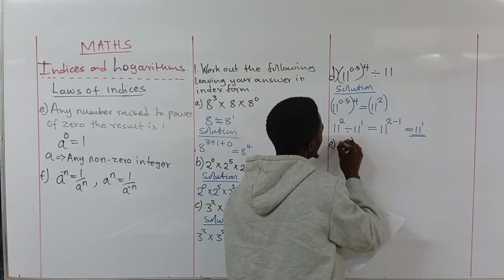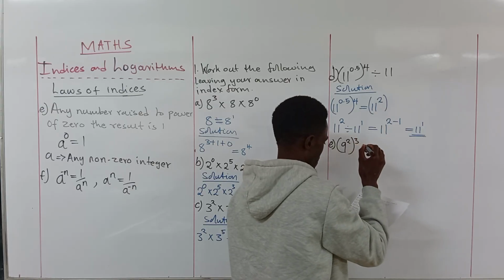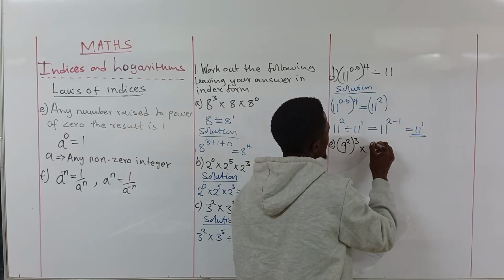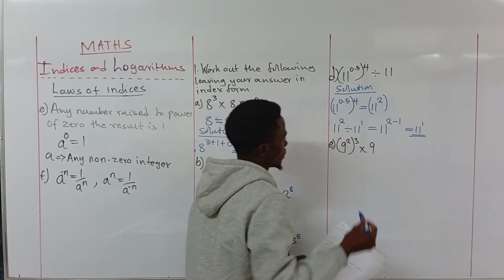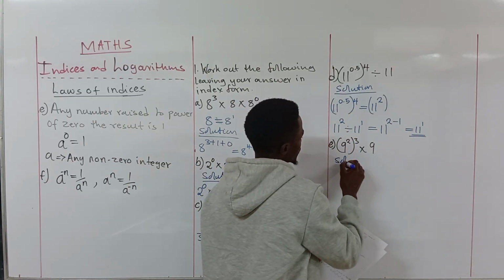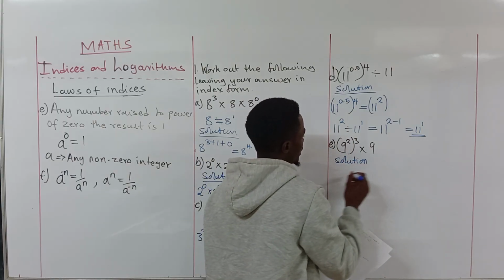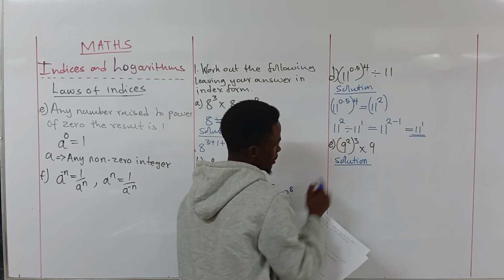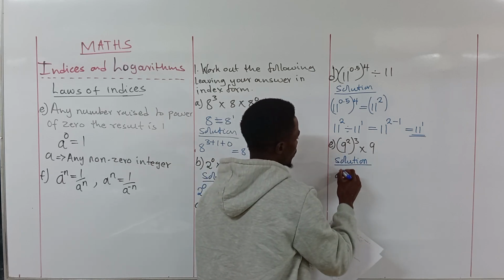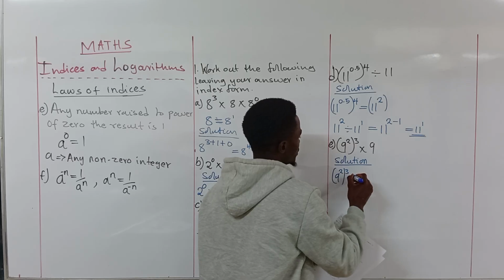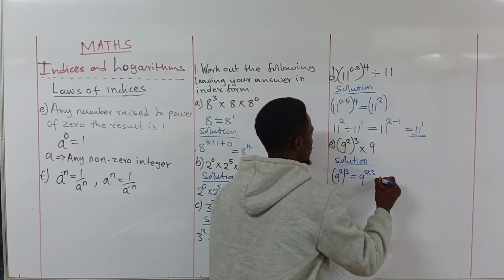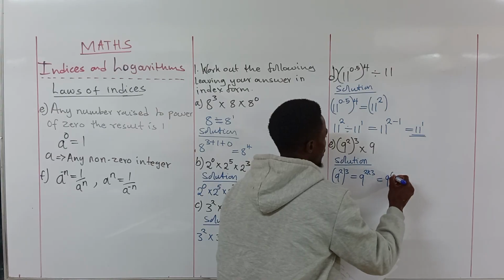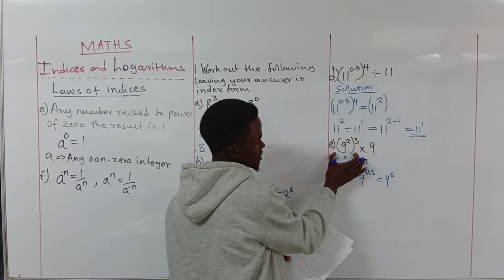9 power 2 power 3 times 9. So in that case, we have 9 power 2 power 3, which is the same as 9 power 2 times 3, which is the same as 9 power 6. So we have solved the first part.